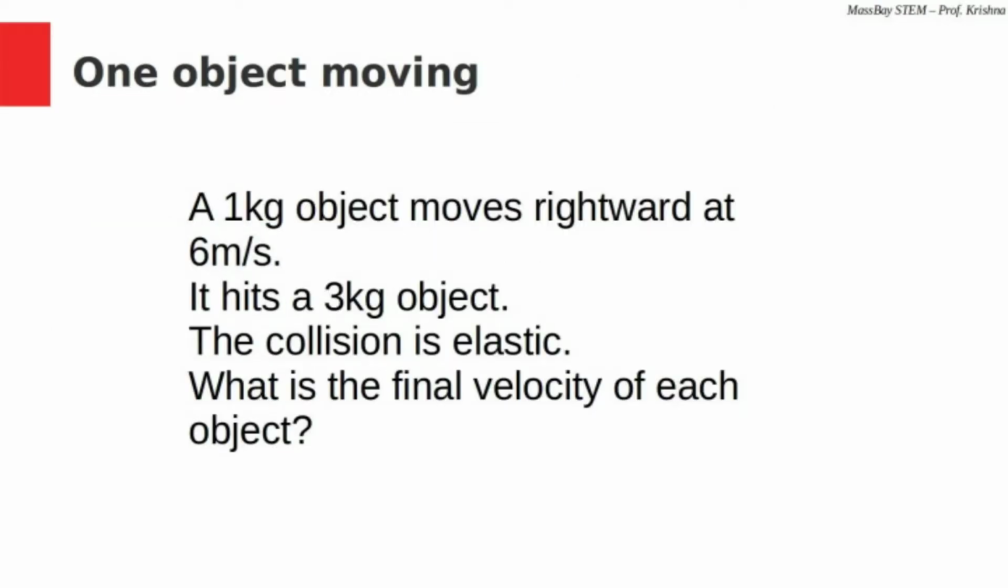A classic elastic collision is between two objects that bounce off each other without deforming when they collide. For instance, collisions between billiard balls are almost elastic. Consider this example. A 1 kilogram object moves rightward at 6 meters per second. It hits a 3 kilogram object. The collision is elastic. What is the final velocity of each object?